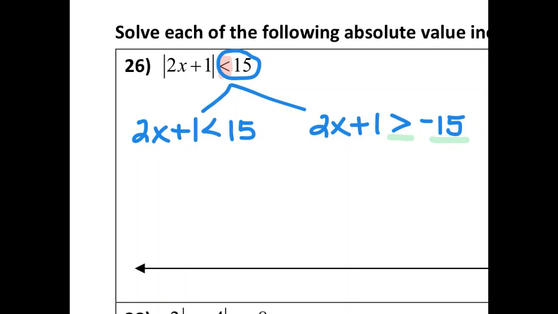Now you're going to solve each of those. And so in this first one, I'm going to subtract 1 from both sides. And then I'm going to divide both sides by 2.